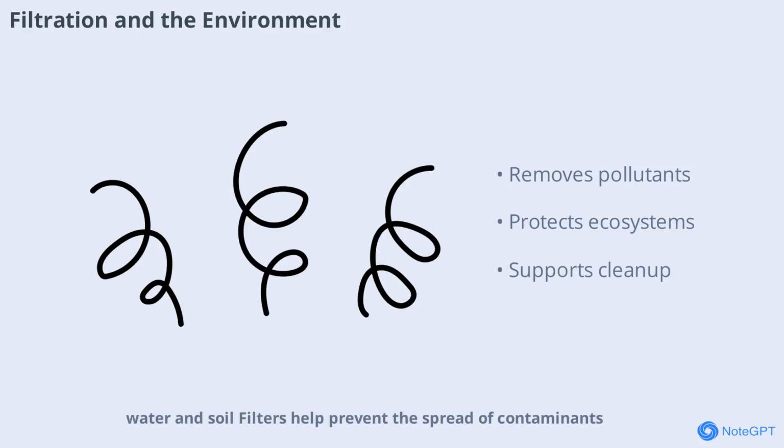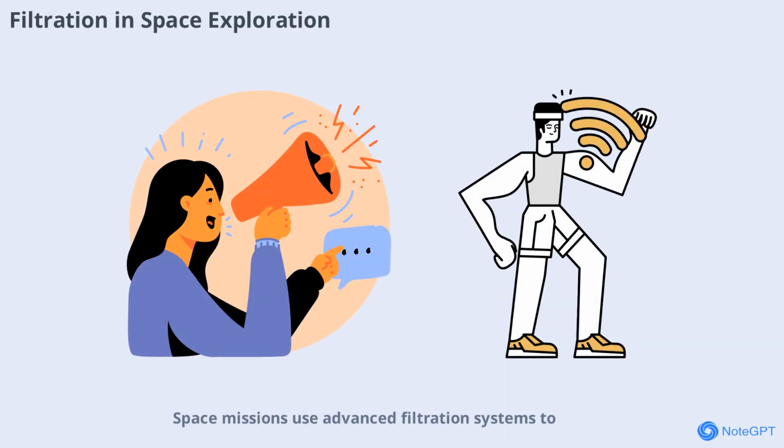Filters help prevent the spread of contaminants and support efforts to clean up polluted sites. Effective filtration is a key tool in the fight against environmental degradation. Space missions use advanced filtration systems to provide astronauts with clean air and water. These systems must be highly reliable and efficient as resupply is limited. Filtration technology developed for space often finds applications on Earth, improving life for everyone.